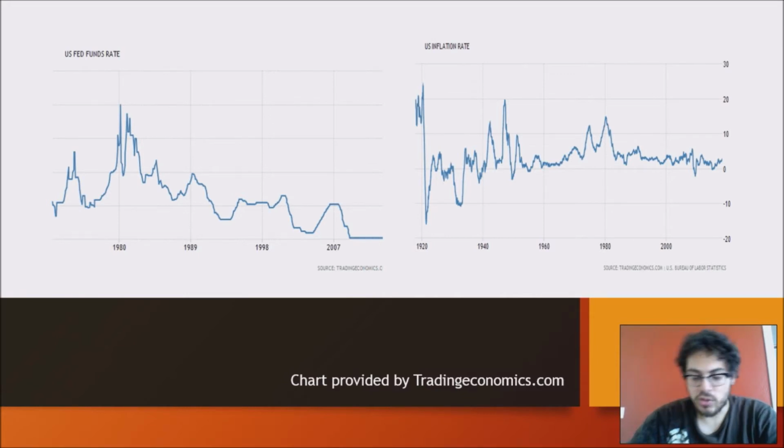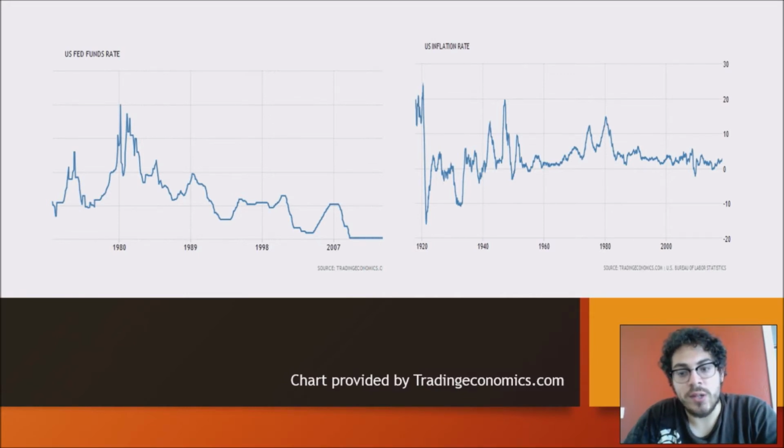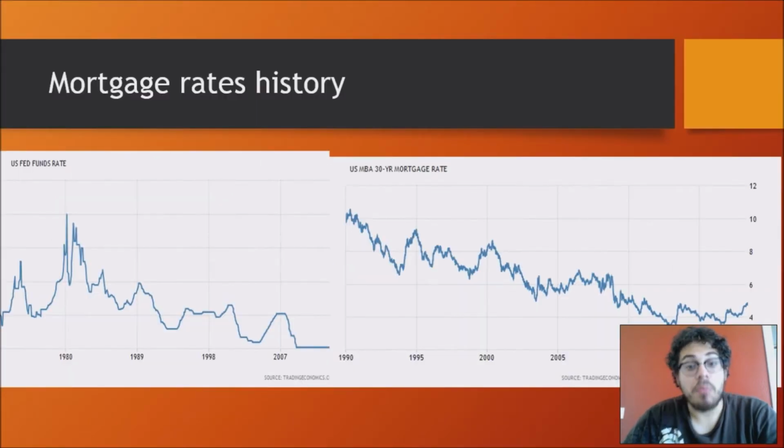It's a direct relationship. Increase interest rates in order to fight high inflation rate. Mortgage rates.